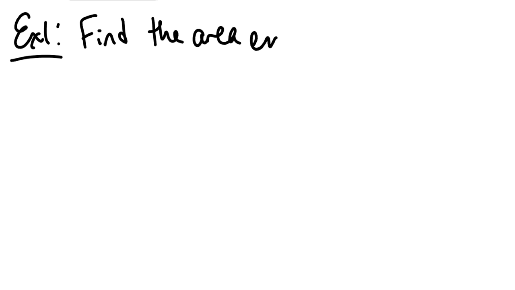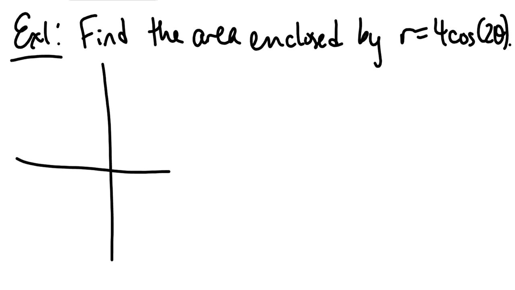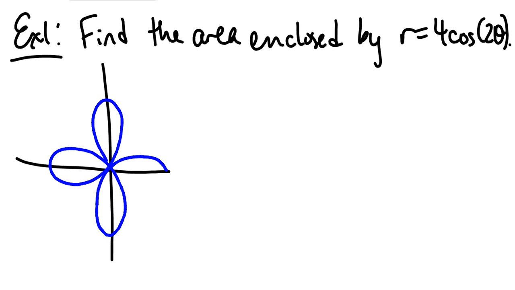So, find the area enclosed by r equals 4 cosine 2 theta. That's this rose curve. 4 leaves, each of which are symmetric about either the x-axis or the y-axis.